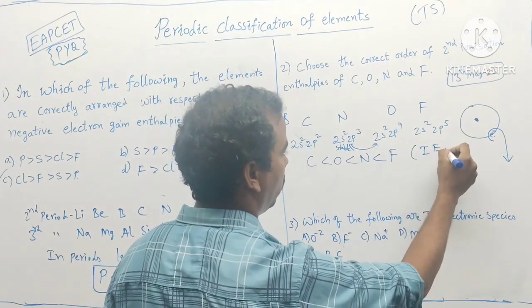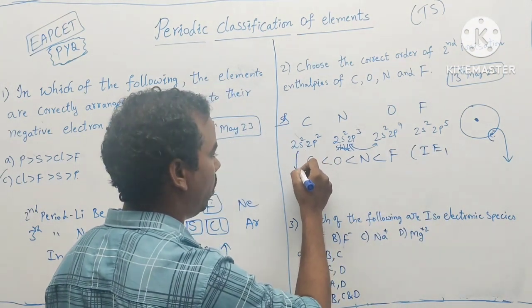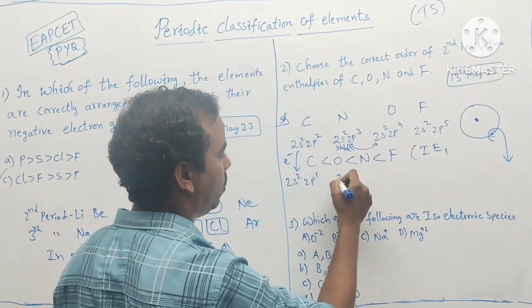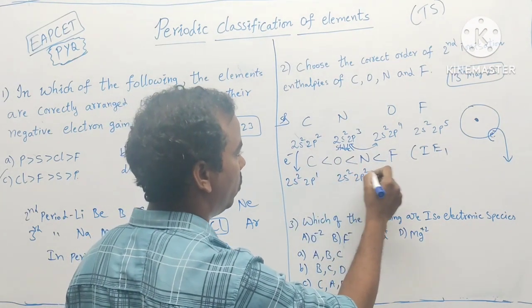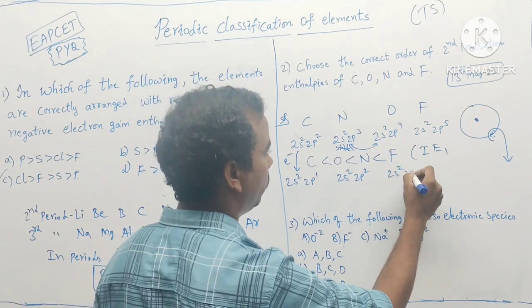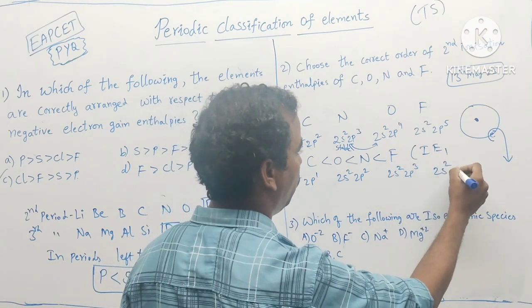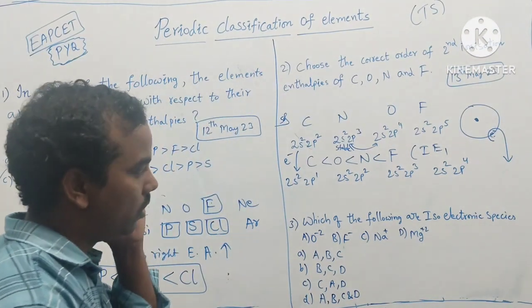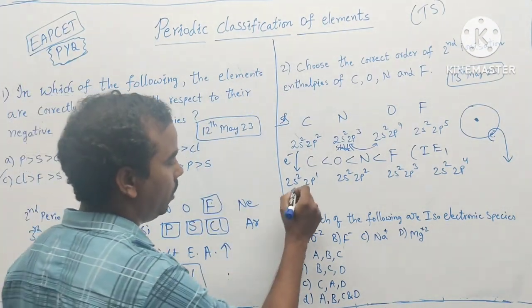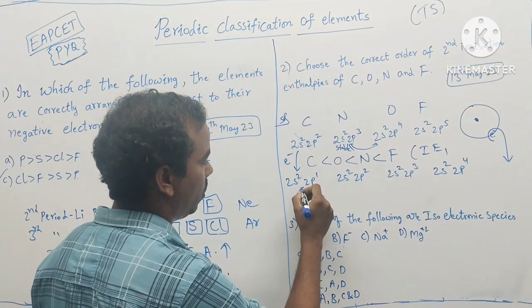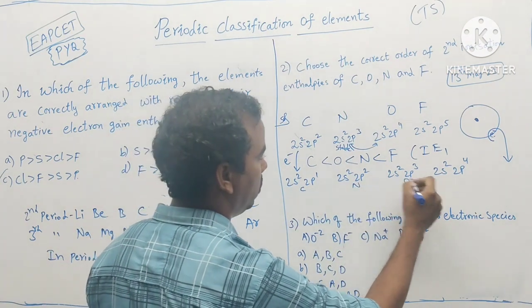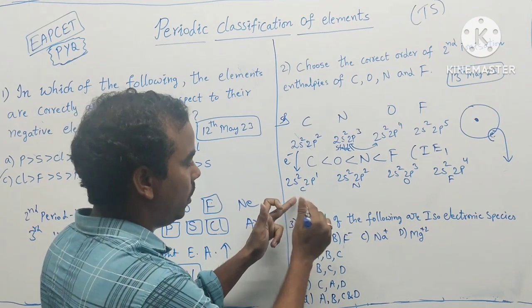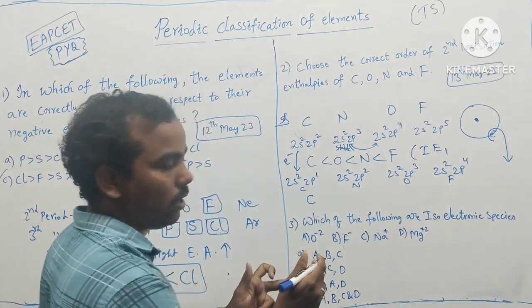energy. After removal of one electron, it is converted to 2s2, 2p1. It is 2s2, 2p2. It is 2s2, 2p3. So 2s2, 2p4. So after this, for carbon, nitrogen, oxygen, fluorine, to remove an electron from these, less energy is required.